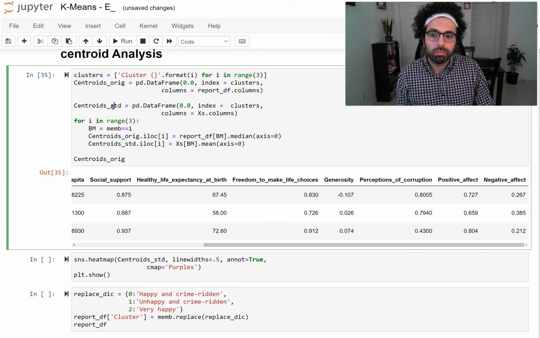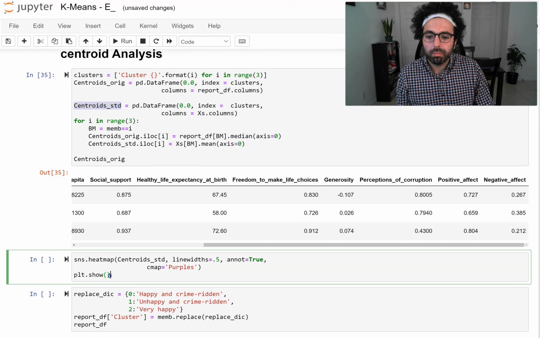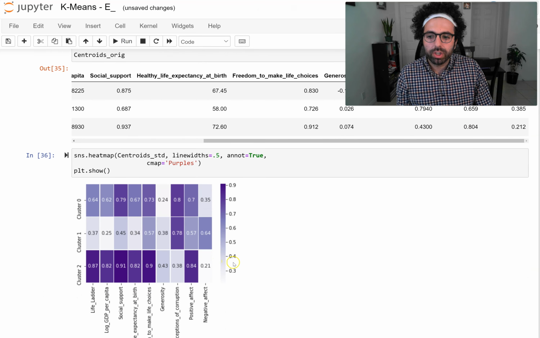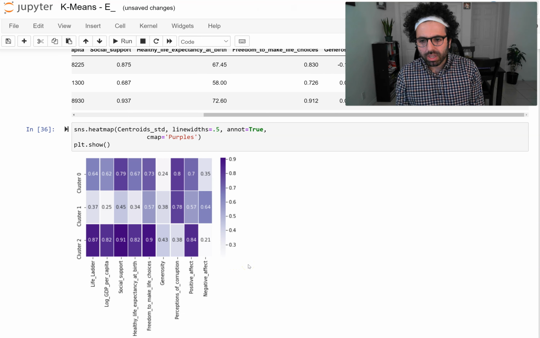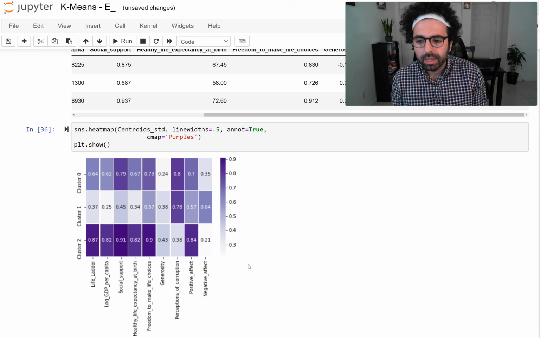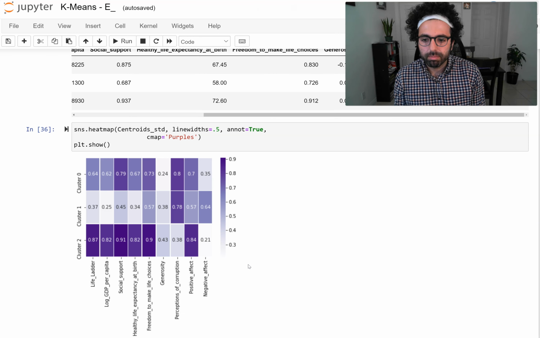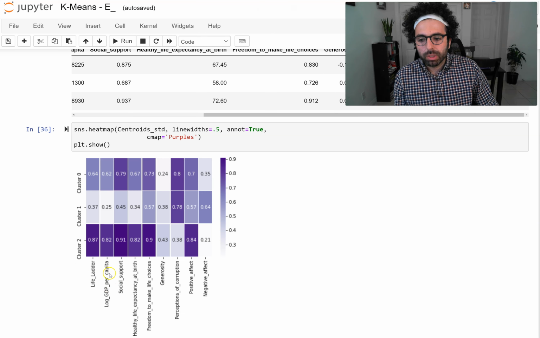For us to use the heat map, we have to use the centroid standardized. So let me go ahead and run this, and it will give us a very good visual to see the difference between these clusters. If we look at these clusters, we will see that cluster 2 is the cluster where the countries are mostly happy. You can see life ladder, GDP per capita, social support, healthy life expectancy, freedom to make choices, generosity, perception of corruption, positive affect, and negative affect. This is the cluster where all of these values are the best among the other clusters.